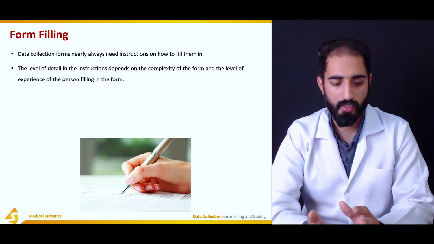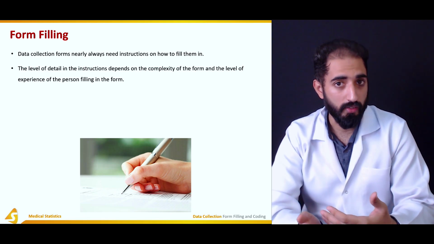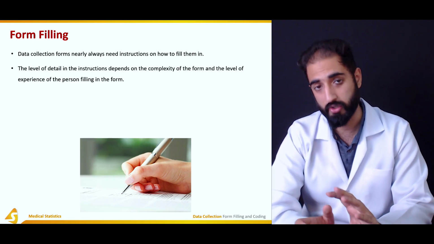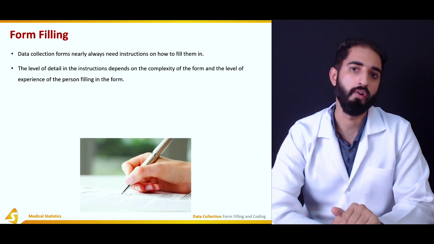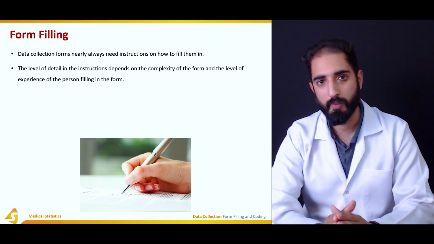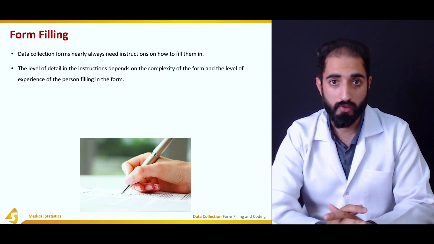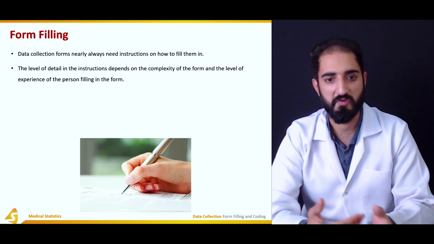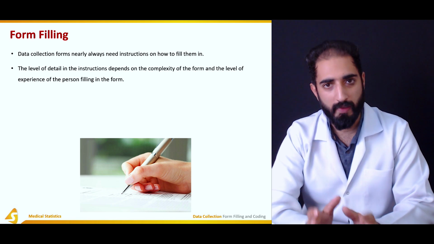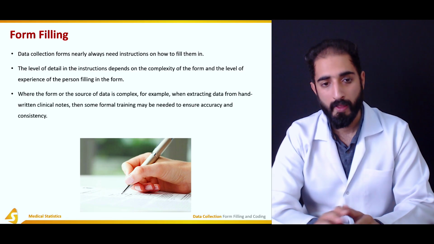For example, the short form of the International Physical Activity Questionnaire is actually a very complex form, and it needs a lot of instructions and training for the persons who are collecting the data. On the other hand, some forms such as the Massa urinary incontinence questionnaire, I personally believe, are very easy to understand and do not need a lot of instructions. So that depends on the complexity of the questionnaire or an outcome measurement tool or whatsoever.